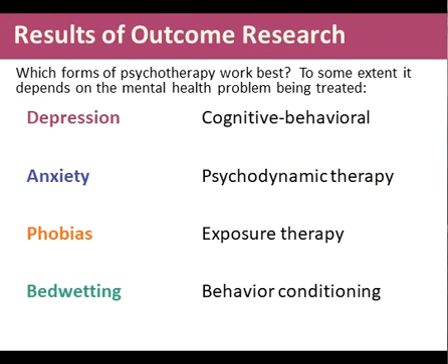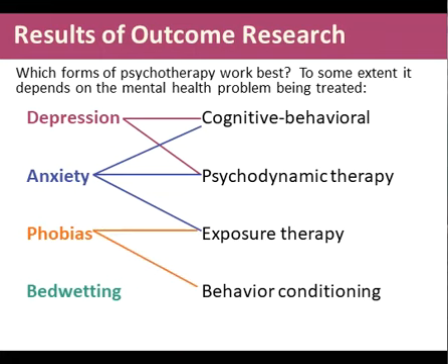Now, results of outcome research. Which forms of psychotherapy work best? To some extent, it depends on the mental health problem being treated. For depression, cognitive behavioral and psychodynamic therapy seems to be good. For anxiety, we have cognitive behavioral, psychodynamic, and exposure therapy. For phobias, exposure therapy and behavioral conditioning. And for issues like bedwetting, behavioral conditioning seems to be most effective.